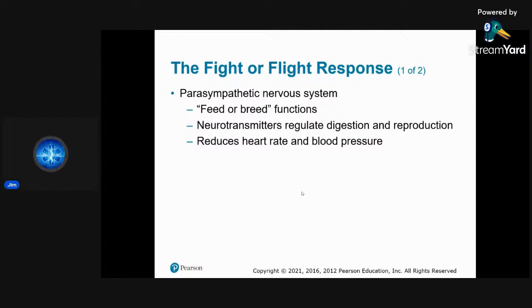So your heart rate's going to drop, blood pressure is going to drop. This is the state that we're normally in. We kind of live in this state. It's to chill and digest, right? Your digestive function works. Your heart rate's at the normal to lower rate. Blood pressure is normal to lower.